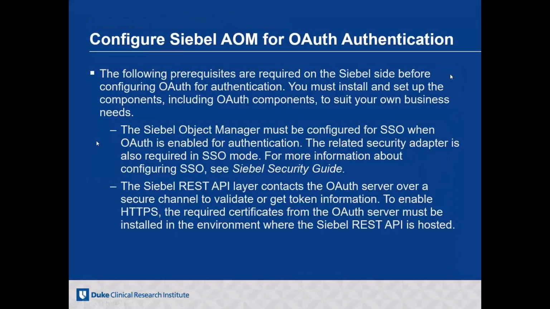You have to configure your AOM for OAuth authentication. There are two prerequisites on that AOM: it must be configured for SSO when OAuth is enabled, and the related security adapter is also required in SSO mode. The Siebel API later contacts the OAuth server over a secure channel to validate and get the token, to enable HTTPS. The required certificate from the OAuth server must be installed on the environment where the Siebel REST is hosted. So your common trust store. What is it they call it, Alex? Not the server trust store, but the overall trust store. The trusted Tomcat trust store. Yes, so you have to put that certificate in there, in the common one.